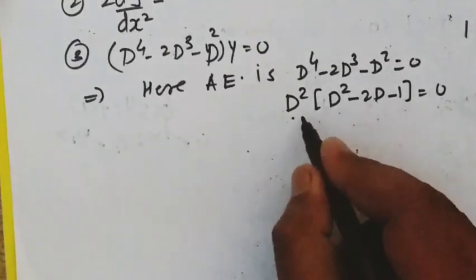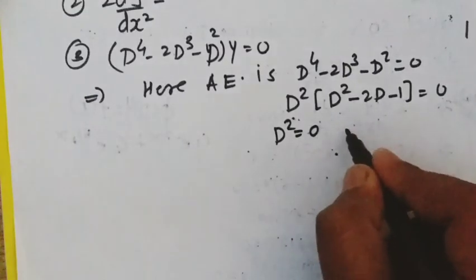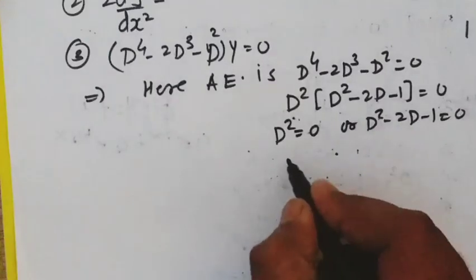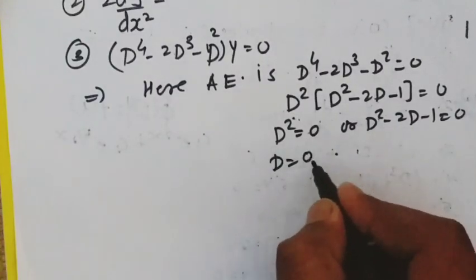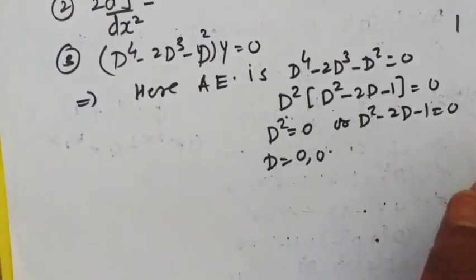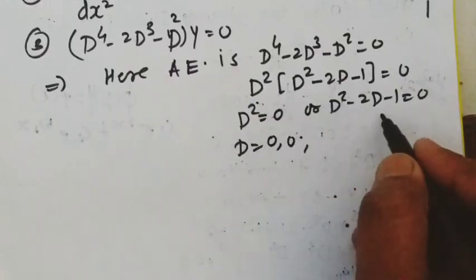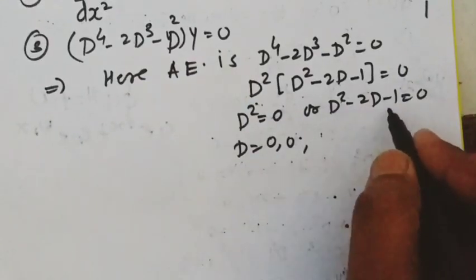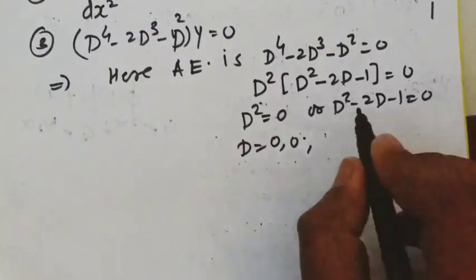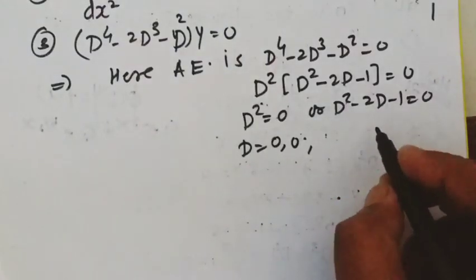Now there are two polynomials of degree 2, so this implies D square equal to 0 or D square minus 2D minus 1 equal to 0. D square equal to 0 means after taking the root we will get 0, 2 times. So 0 is the root which is repeated twice here. Now the other polynomial will give the remaining 2 roots. We can use the factorization technique, if you know how to find factors, or the formula for determining the roots of a second degree polynomial is also available.